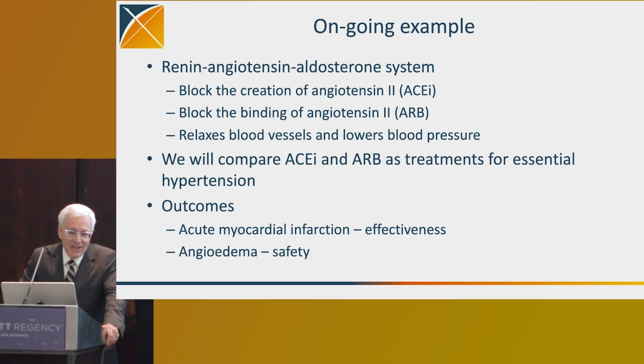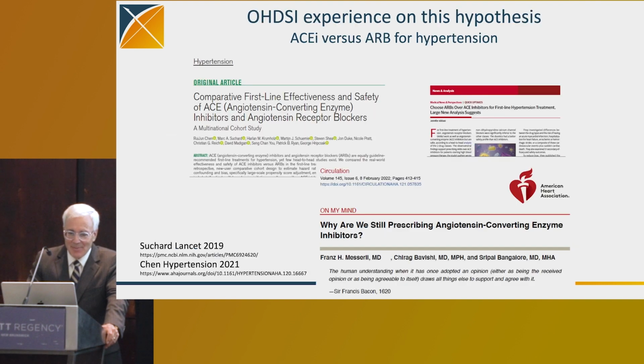They both affect the renin-angiotensin-aldosterone system. One blocks the creation of angiotensin II, the other blocks the binding of it, but they both relax blood vessels and lower blood pressure. So we'll compare those two treatments for essential hypertension, looking at effectiveness in the form of acute myocardial infarction or heart attack, and safety in the form of angioedema, as I mentioned.